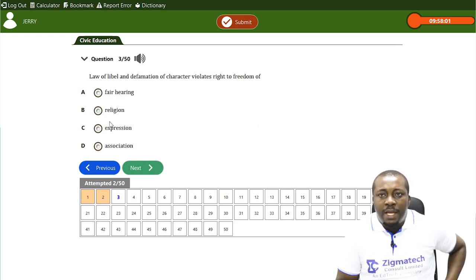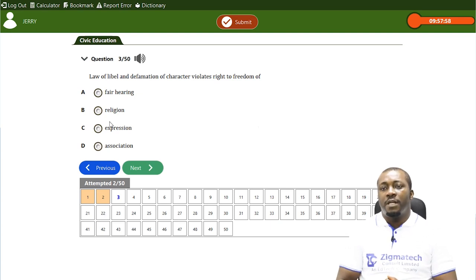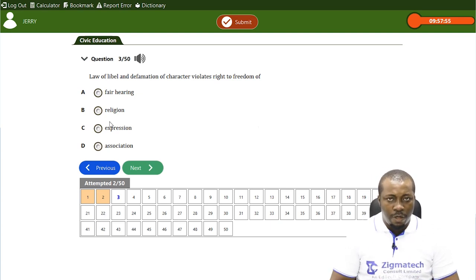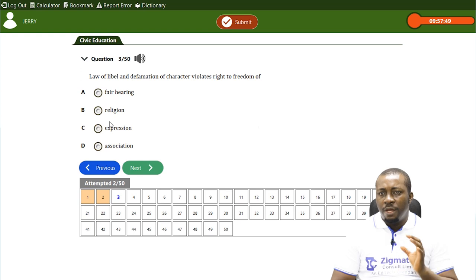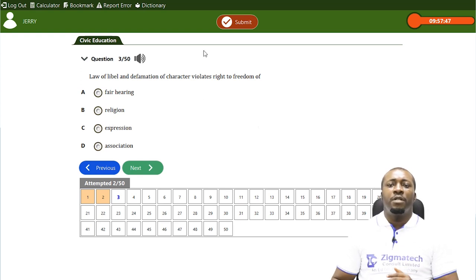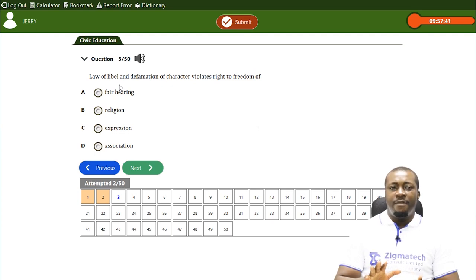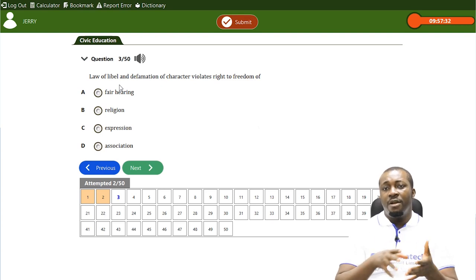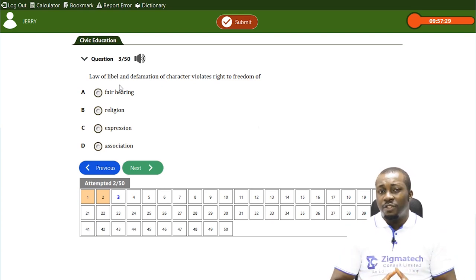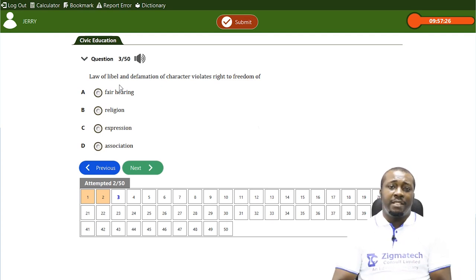Now, this question, the law of libel or defamation of character violates the right to freedom of what? Now, this question tests your knowledge on limitations to human rights. Now, remember, when we talk about libel, you're talking about writing any false or unproven statement that defames the character of a person. The other part of it is slander, when you make an oral statement that is not proven, that defames the character of a person.